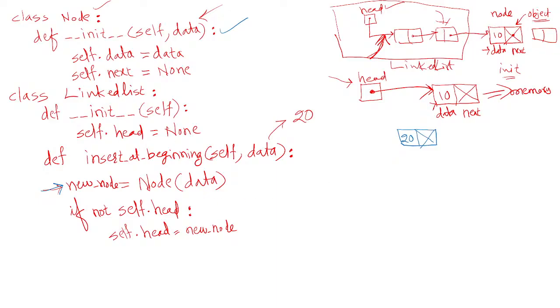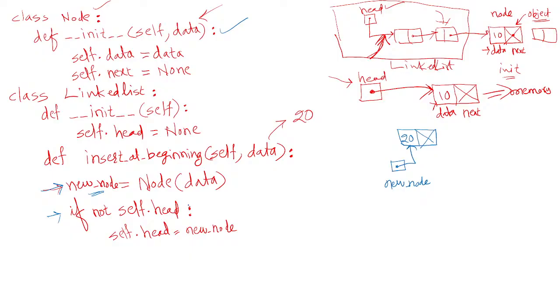After that, the node is created here. That node's address, where are we storing it? We are storing it in a variable called new node. So it creates a variable called new node, and this new node is now pointing to this 20. Now it comes to the next line.